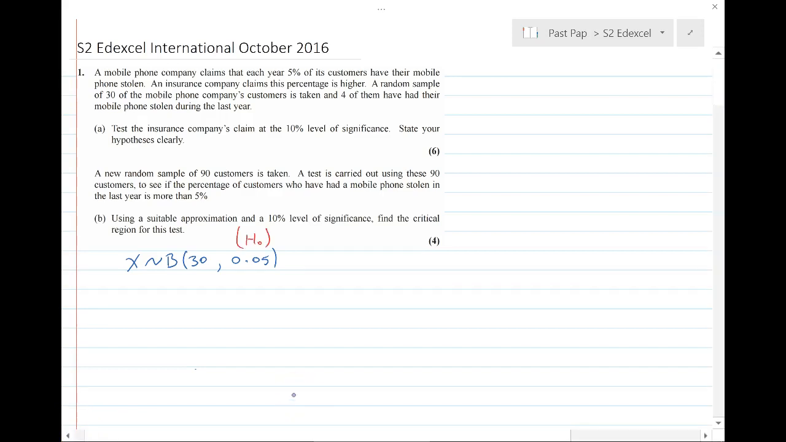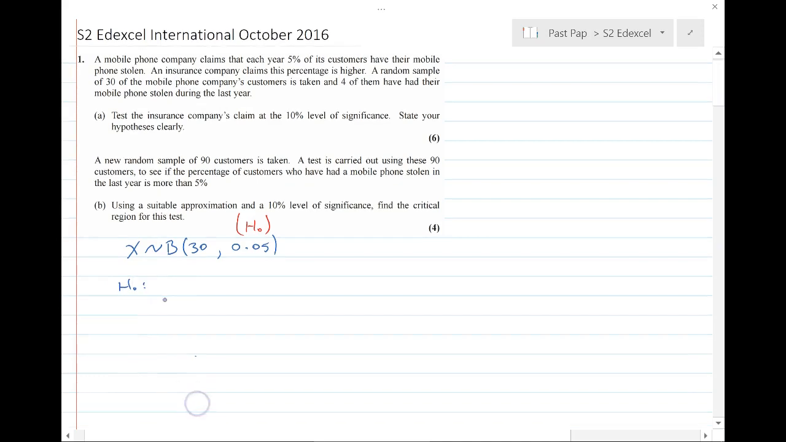So looking at the actual mark scheme, 1 mark is gained for that. Another mark is actually gained for writing down the hypotheses. The null hypothesis is that it is actually 5%. And the alternative hypothesis, because the insurance company claimed that it's higher, so it's one-tailed, p is greater than 0.05. Okay, so we're going to test our null hypothesis, do a significance test to see if this particular occurrence, 4 out of 30, is significant or not.